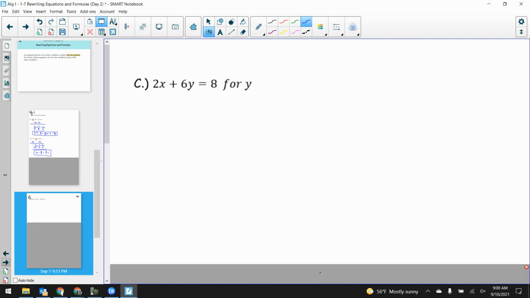All right, so first thing, I want to solve for y. So find y. What do I have to do first? Minus 2x, very good. So we subtract 2x from both sides. So I've got 8 minus 2x on the right side. Now we divide by 6.